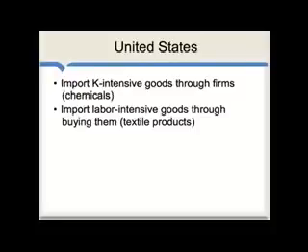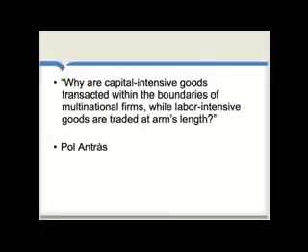When it comes to the United States, the country is especially likely to import capital-intensive goods through firms, and an example there would be chemicals. When it comes to labor-intensive goods, such as, for instance, textile products, it's more likely that those goods are bought across borders from separate firms.